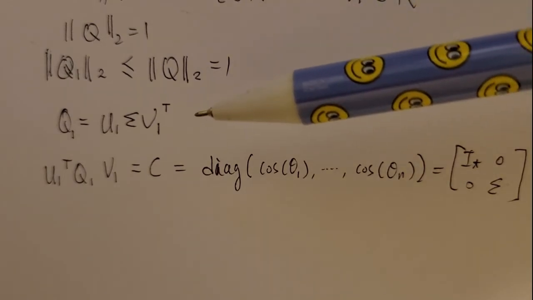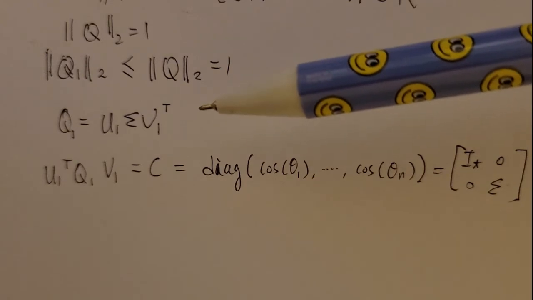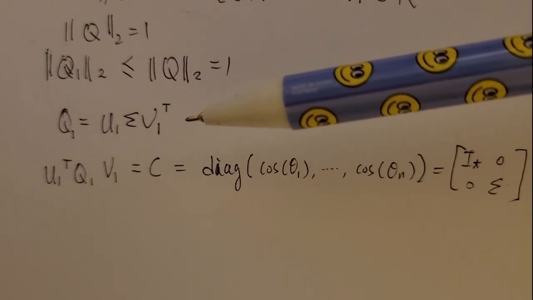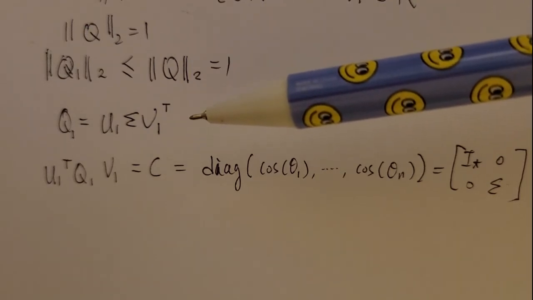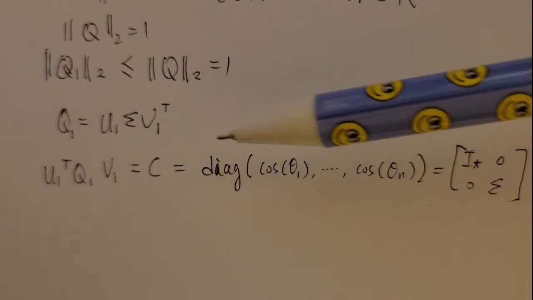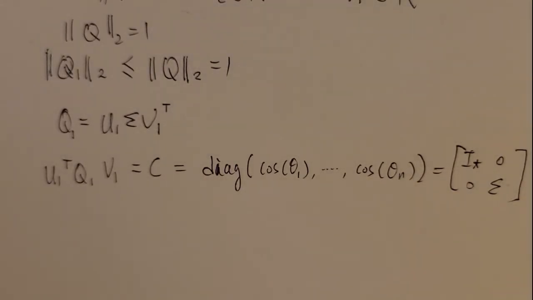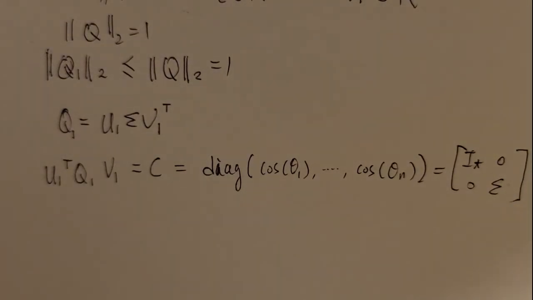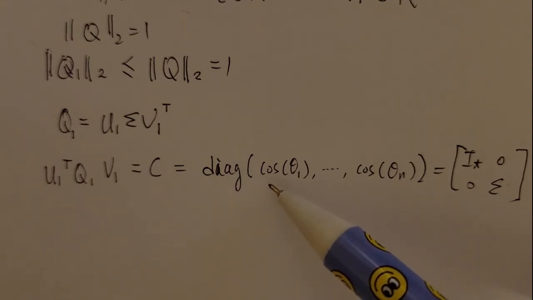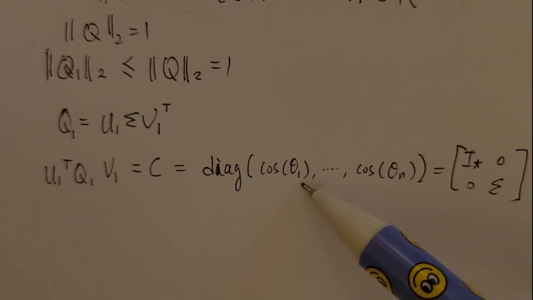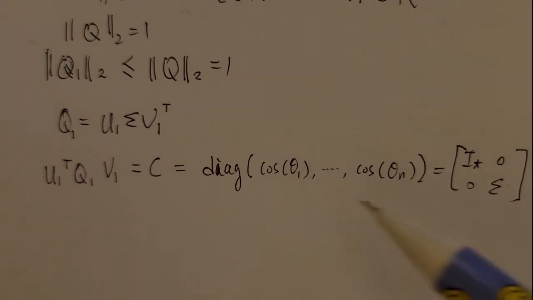And then if you take the singular value decomposition of Q1, then you get U1 times sigma times V1 transpose. And move over U1 and V1 transpose to the left side, then you get U1 transpose times Q1 times V1 equals C. We're going to call that C. We're going to assume that C equals a diagonal matrix with cosine thetas in all the diagonal places.